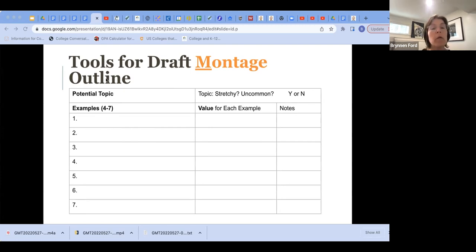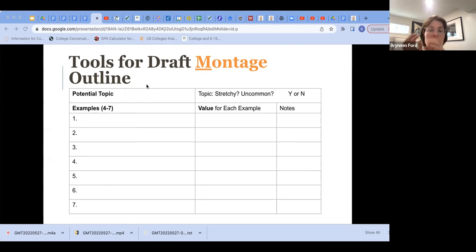With this one, you could use this kind of table if you'd like, or you might want to just do it free writing on a document. But you list out a potential topic, like the example was food. So we'll look at that one next, or I used curiosity earlier today. A common theme or a common thread. And then you think of the examples or the scenes from your life that might connect to that common thread or common theme. And then think of the values that are associated with that example. And then in the notes, you could add significant details about the example if you want to.